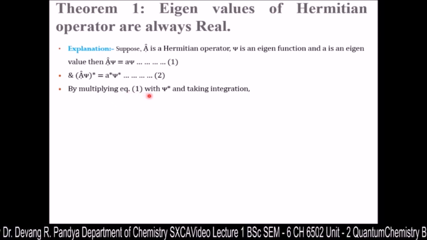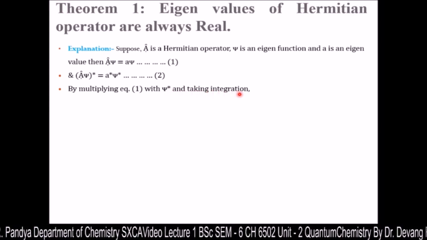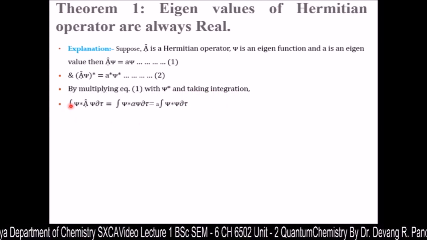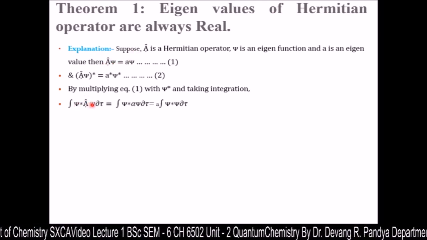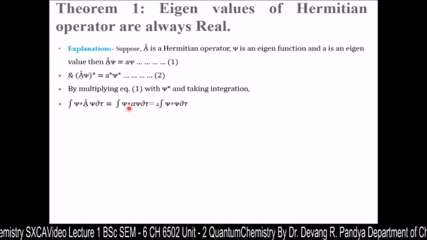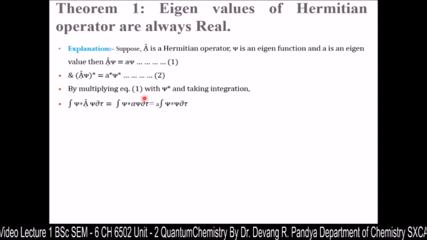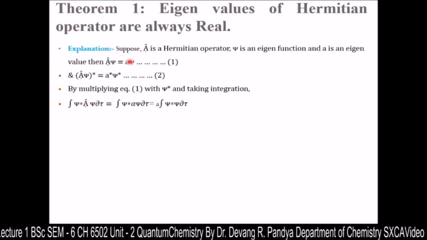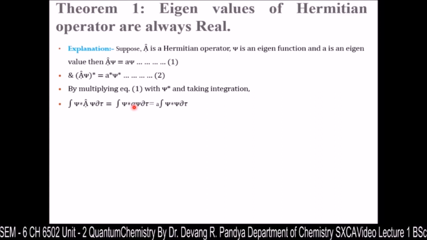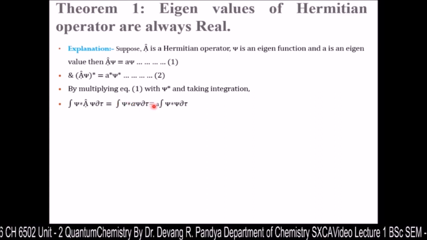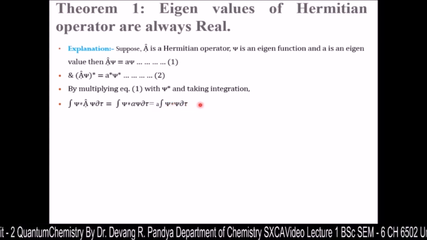By multiplying equation 1, this one, with ψ* and taking integration, we get ∫ψ* Aψ dτ, which is equal to A, because when the operator operates on ψ it gives Aψ, so that Aψ we have placed. Now A is a constant value. We need to keep it outside the integration. So we'll get A ∫ψ*ψ dτ. This is our left hand side.